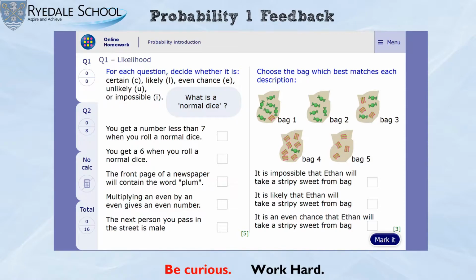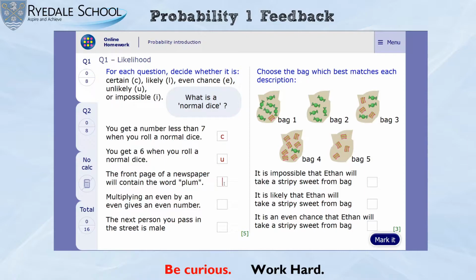So this is for a standard die, or what they've called a normal dice. I need to populate each of these boxes with a letter. You get a number less than 7 when you roll a normal dice. Well, all the numbers on a normal dice are less than 7, so that first one has to be certain. You get a 6 when you roll a normal dice. Well, 6 is one of the outcomes, but it is 1 out of 6 outcomes. So there's 5 other things that could happen. So it's not impossible, but it is unlikely.